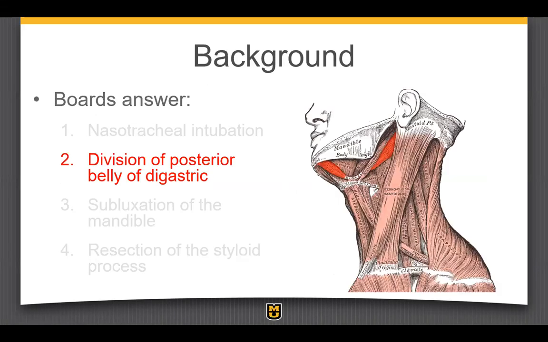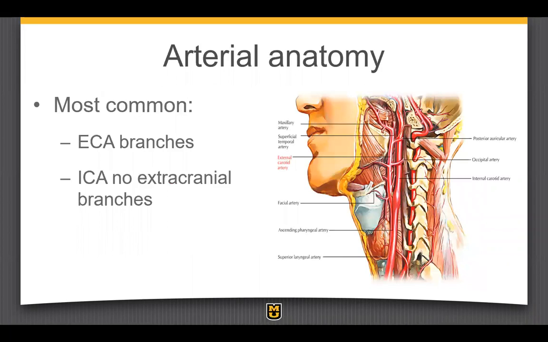So we'll look over some of the anatomy involved in one of the most common ways of gaining distal exposure, which is division of the posterior belly of digastric. So the arterial anatomy most commonly involves the external carotid artery branches, as we all are very aware. And the internal carotid artery generally does not carry any extracranial branches.